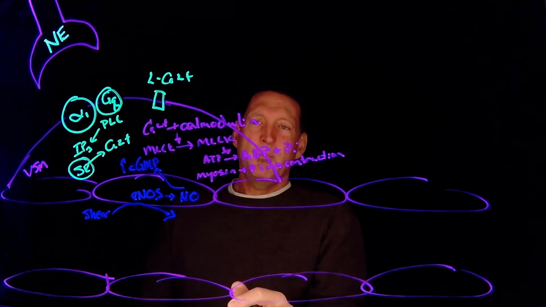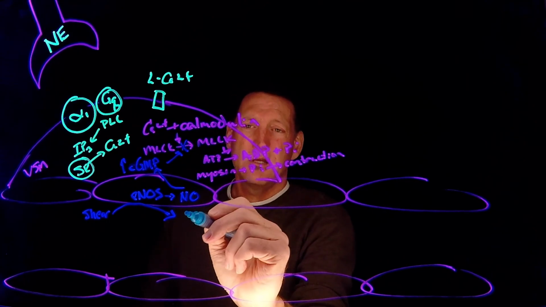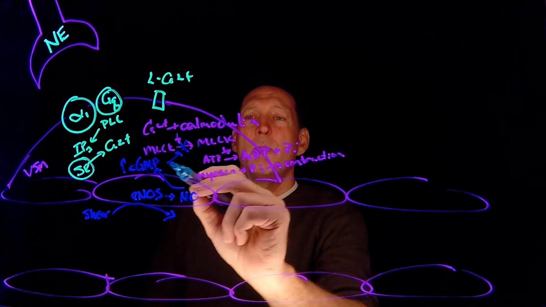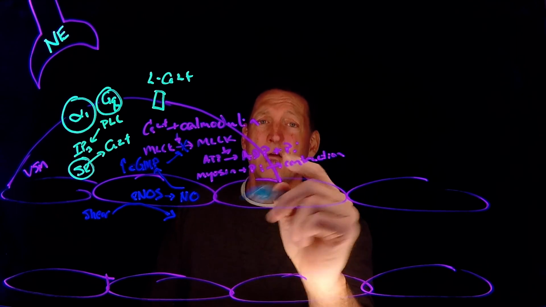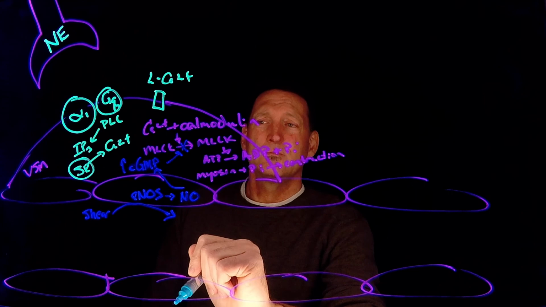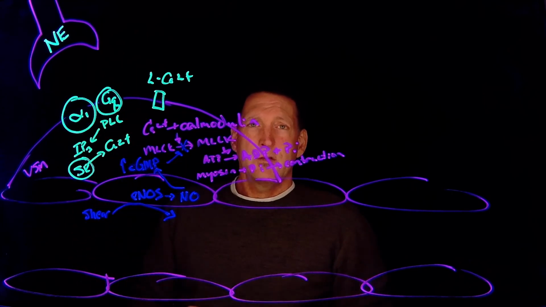Now cyclic GMP, what it does is it inactivates myosin light chain kinase, and it also activates myosin light chain phosphatase. Myosin light chain phosphatase will remove phosphate from my myosin, and it'll stop the contraction. So these two things kind of oppose each other. So let's look at two different disease states.